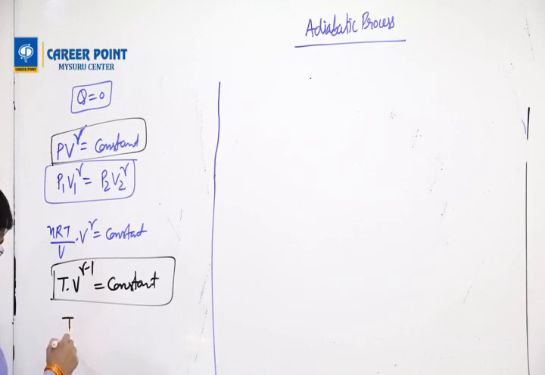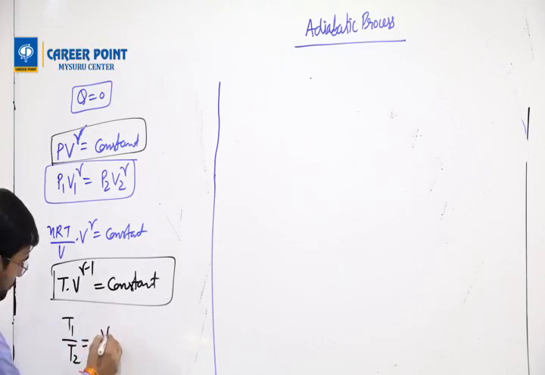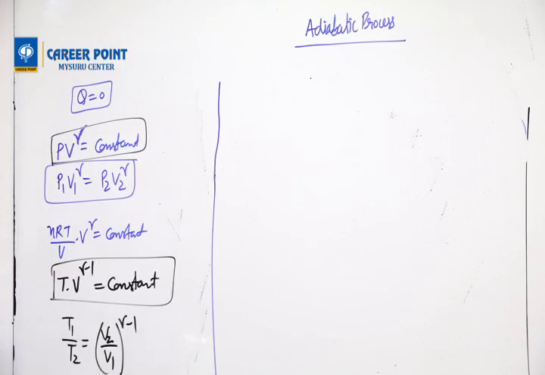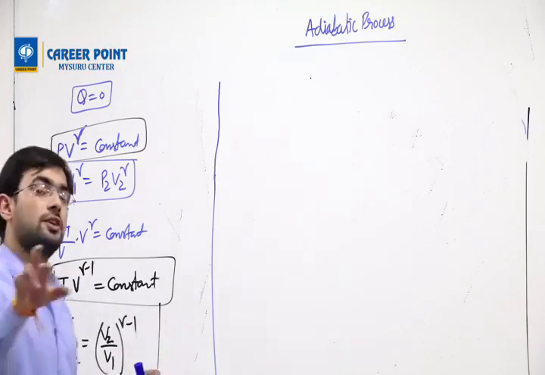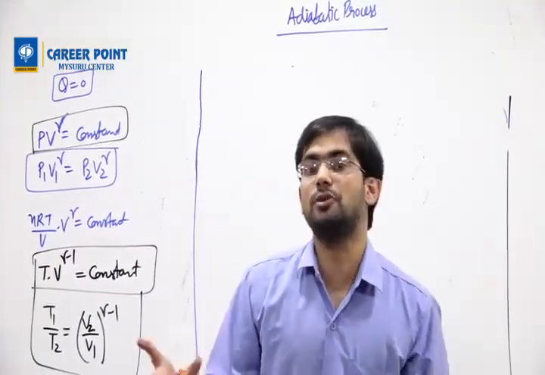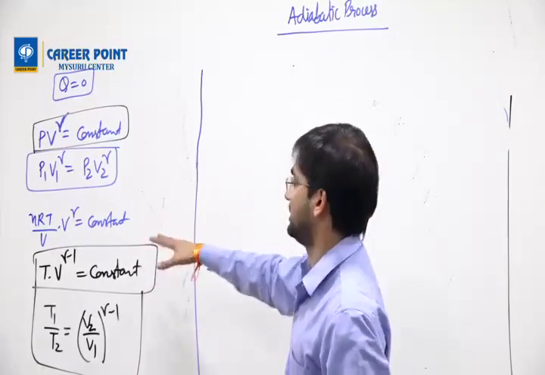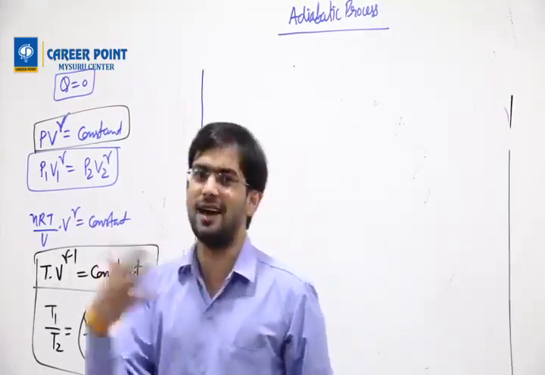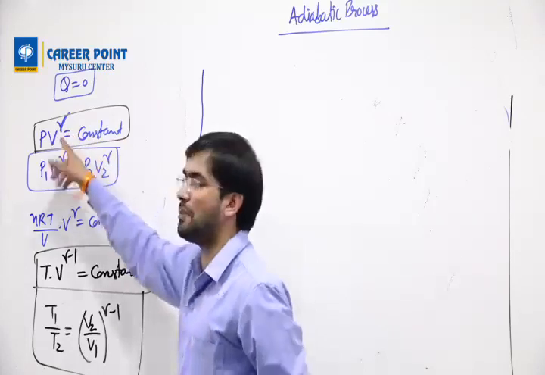Or T1 by T2 equals to V2 by V1 whole power gamma minus 1. This is another formula. You can't use those equation of state which I taught you, P1 V1 by T1 equals to P2 V2 by T2, you cannot use it here, because here all three are variable, and they are variable in the power of gamma.